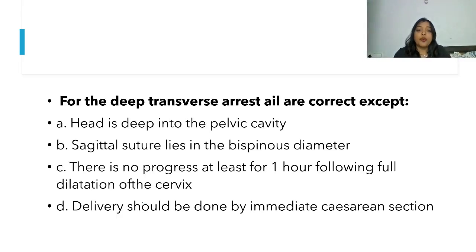No progress. There is no progress for at least 1 hour following full dilatation. Yes, that's how we come to know it's an arrest. Delivery should be done by immediate cesarean section. Just now, what did I tell you? If you have a deep transverse arrest, if it is only android pelvis, then we go for cesarean section. But if it is adequate pelvis, we don't require to go for cesarean section. We can go for a vacuum delivery. So answer D is wrong. Answer D is wrong. Understood, guys?